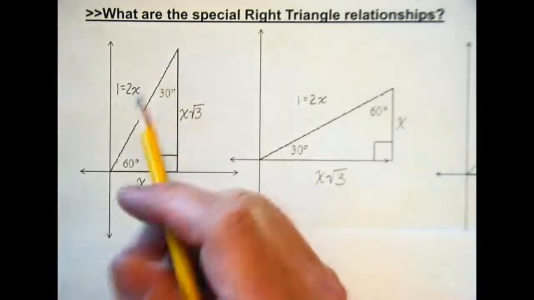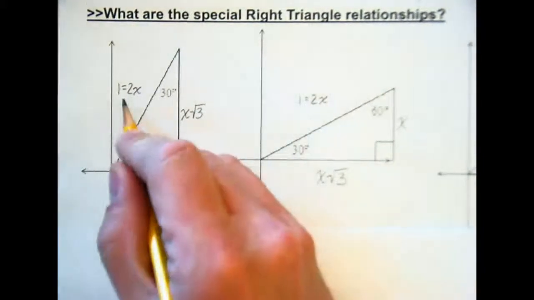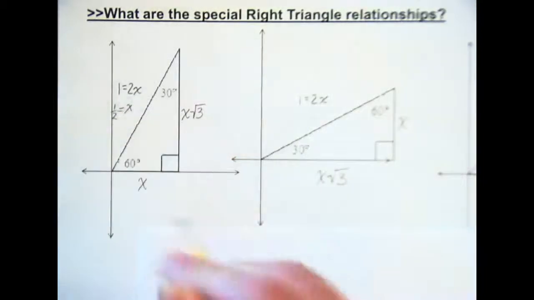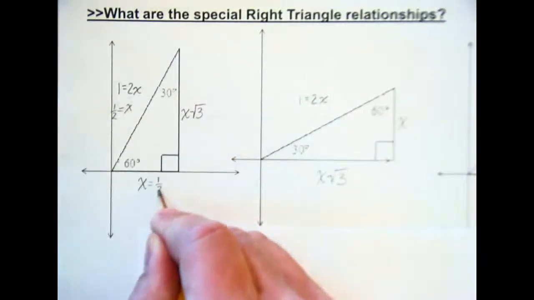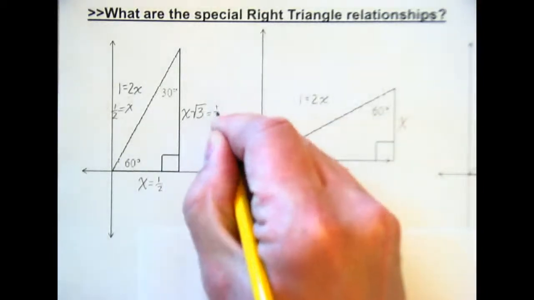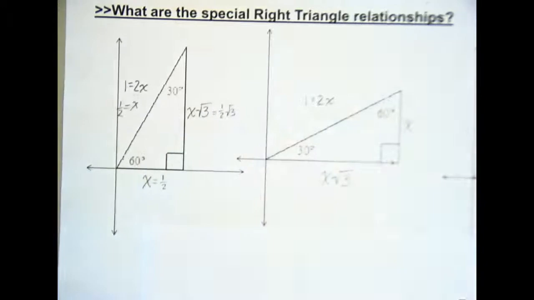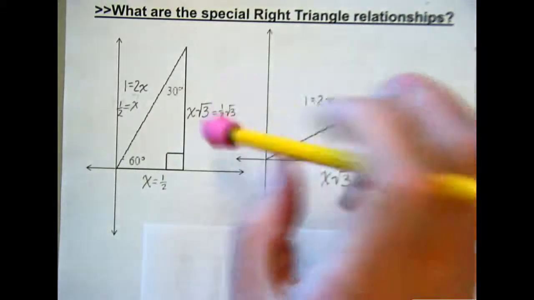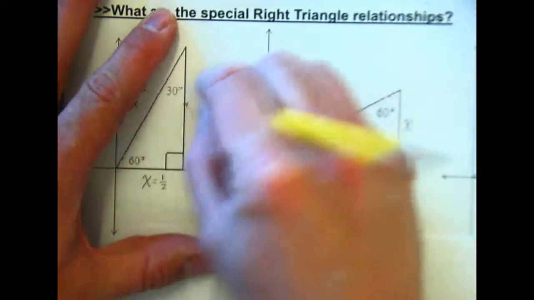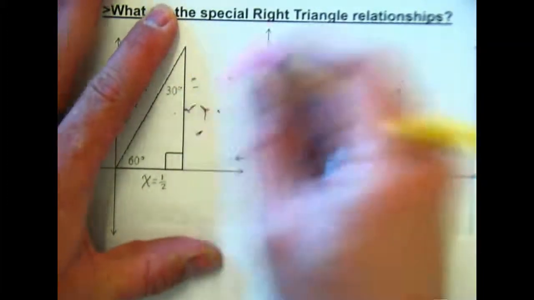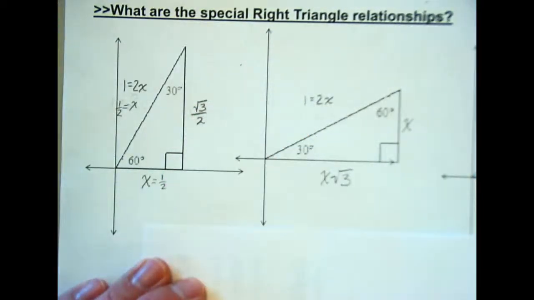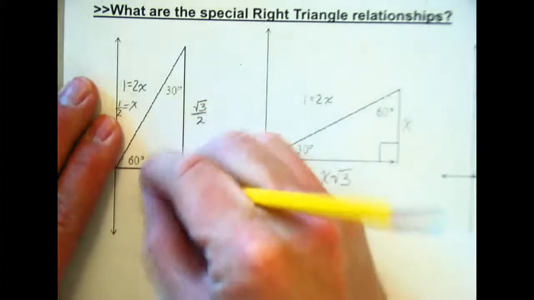Let's see if we've got it. Here, what does x equal? Half. Good, you divide both sides by 2, you get x equals 1/2. And if x equals 1/2, then this is 1/2, and this is 1/2 root 3. We want to leave it in exact form there. I'm going to change that around, and you can keep it. We're going to write that side as root 3 over 2, the same thing as 1/2 root 3. That's how we'll see it. And I'm going to erase the x here and just write 1/2.